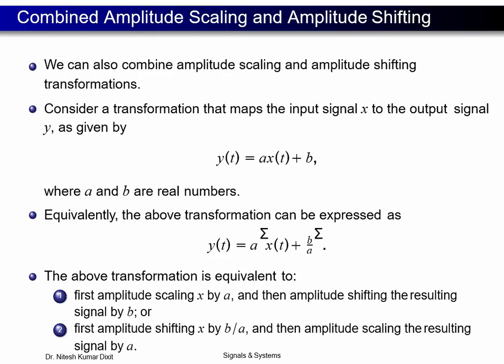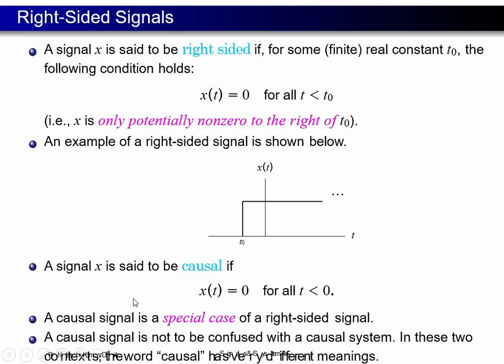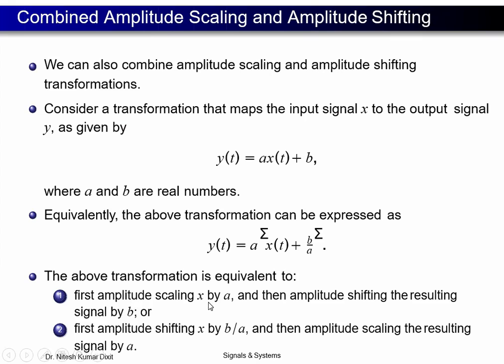If we combine both, amplitude scaling and amplitude shifting, we get a new signal transformation, known as amplitude transformation. We perform two operations for the transformation. First amplitude scaling x by a, and then amplitude shifting the resulting signal by b; or first amplitude shifting by b divided by a, and then amplitude scaling the resulting signal by a. This is known as the amplitude transformation.